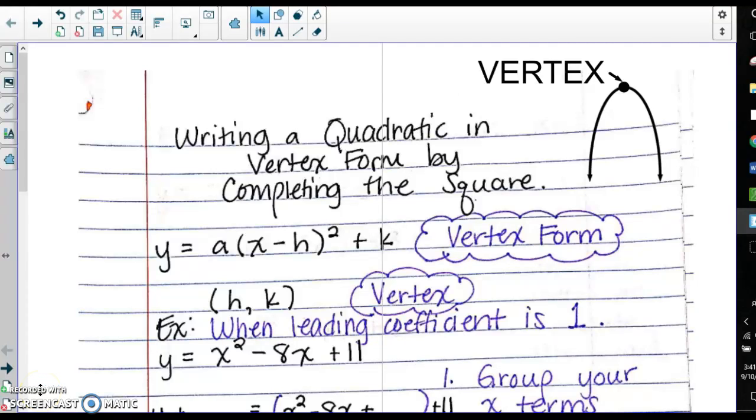Hi class, this is Miss Best, and this video is on writing a quadratic in vertex form by completing the square. Also, I'll be calling it converting a quadratic to vertex form.